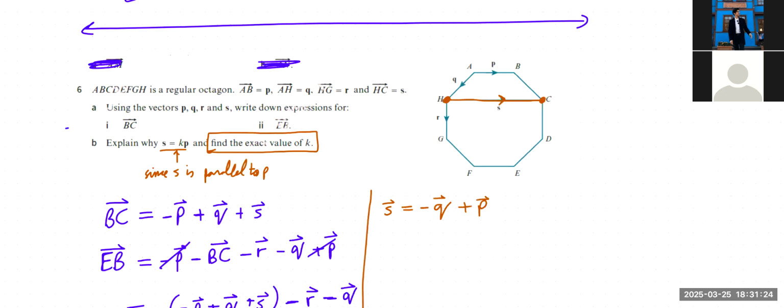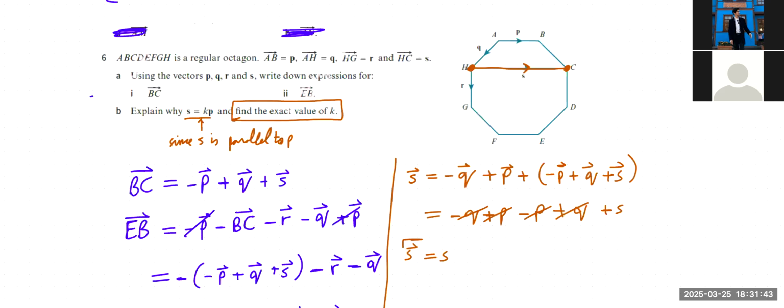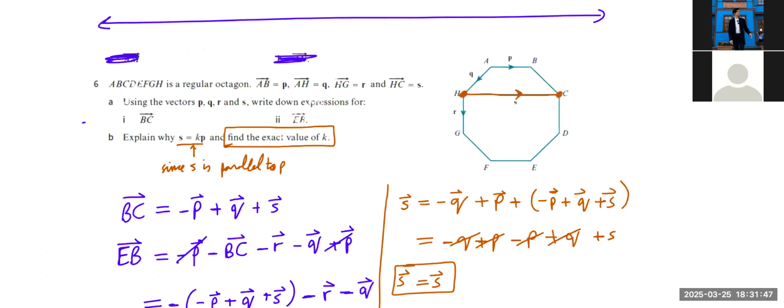So plus BC would basically mean minus P plus Q plus S, which gives us negative Q plus P minus, we're stuck. We're going to get an interesting situation. We're going to get S is equal to S, which is useless for us, right? So we need to figure out the actual, like, we need to figure out how much longer S is than P.